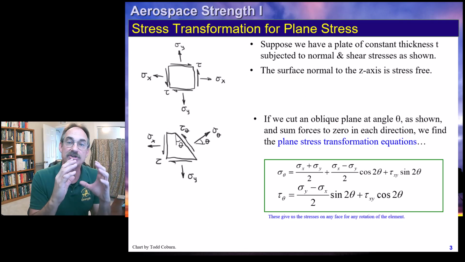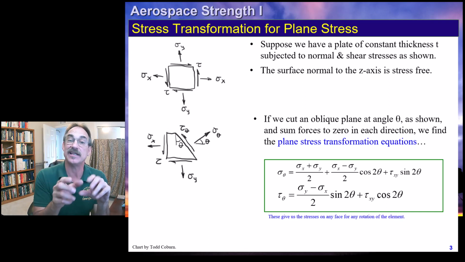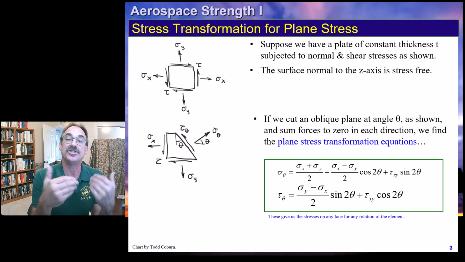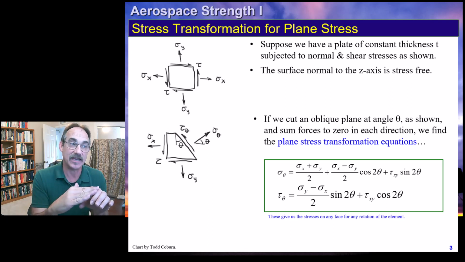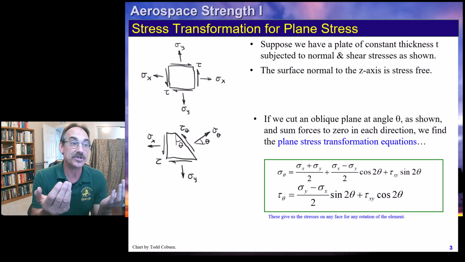You'll notice our first term is just the average stress. Our second term is just the difference of stress over 2. And we have some cosine and sine 2 theta terms, which means we take whatever that angle is and multiply it by 2 to plug into our cosine equation. For shear stress on that inclined face, we plug sigma x, sigma y, theta and tau into the second equation, and that gives us the shear stress.